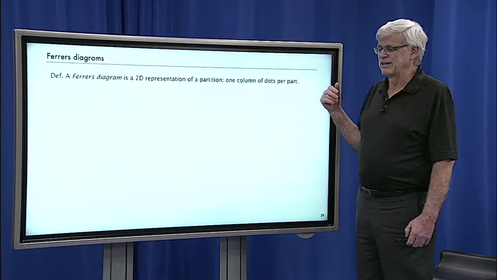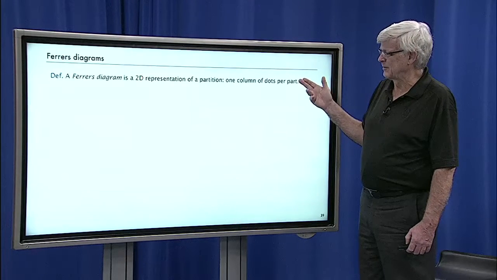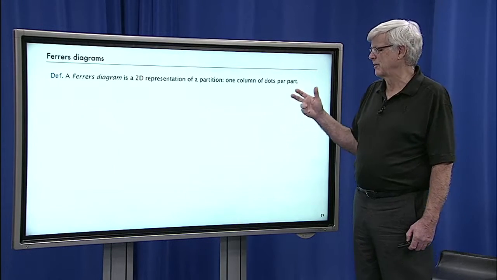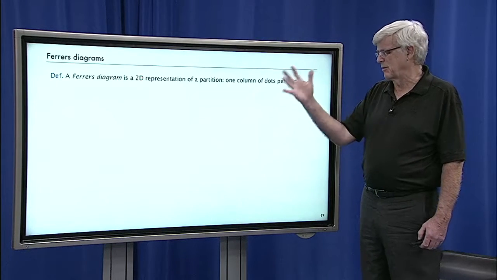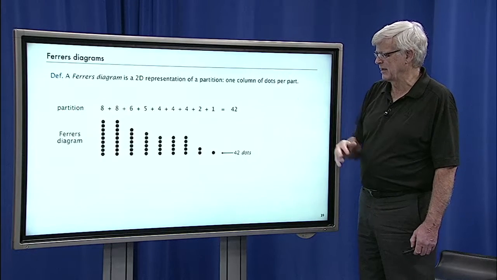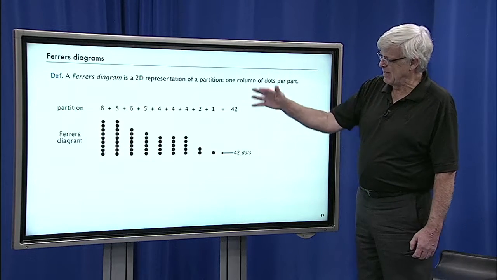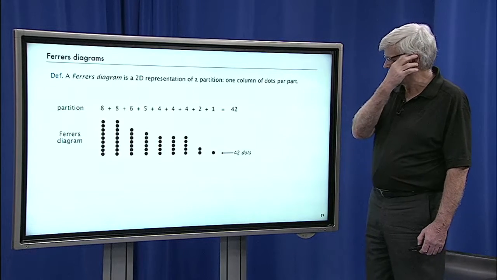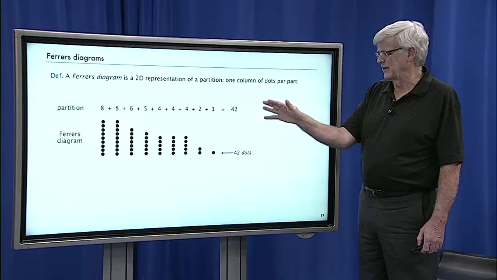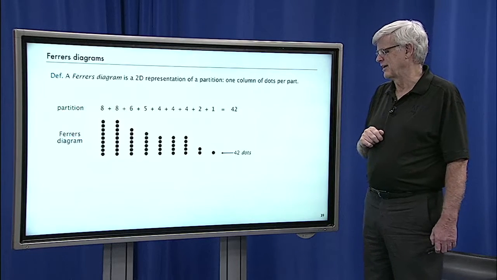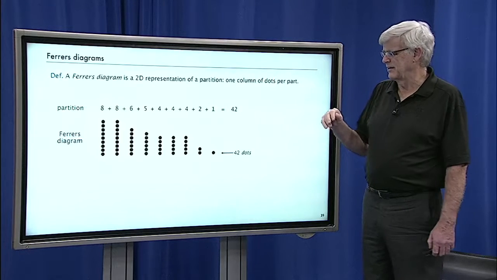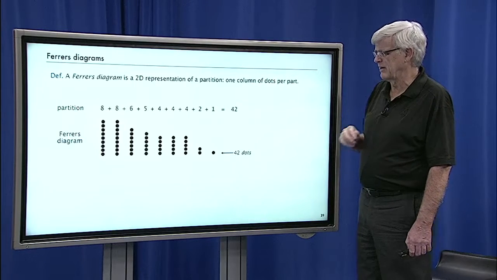And people have studied this actually quite a bit. There's a thing known as a Ferrers diagram, which is a 2D representation of the partition, where you just put the parts in order, you just turn them on end and make columns out of them. So if you have that partition, 8 plus 8, and so forth, so that the parts are in decreasing order, if you just turn the dots on end, you get this Ferrers diagram of the 42 dots, and it's non-increasing, so it's a staircase down.